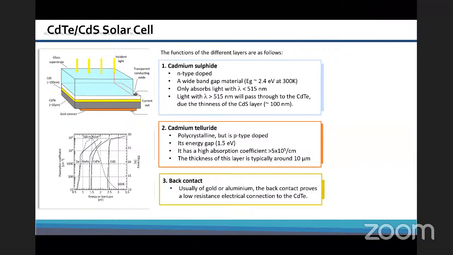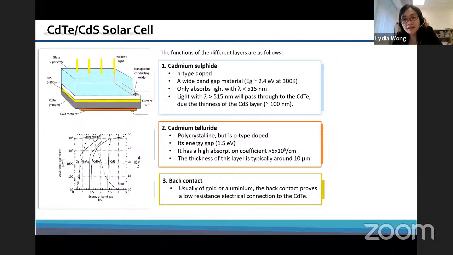Cadmium is toxic, and because cadmium is toxic, it is banned in Japan. Japan doesn't allow solar cells with any material with cadmium. They don't allow production in Japan. So I will tell you another story later.